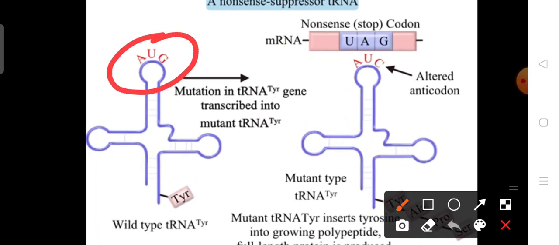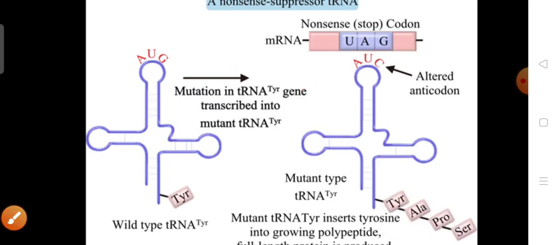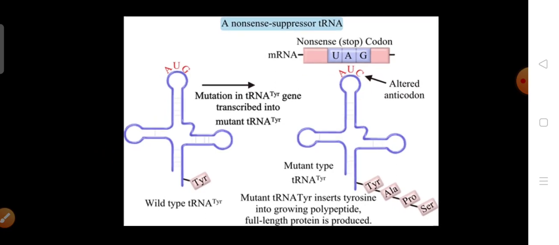AUG, which is the normal anticodon of tyrosine tRNA, undergoes a suppressor mutation whereby it is converted into AUC. This AUC is the anticodon of the mutated tyrosine tRNA, the altered anticodon. Now this AUC can pair with the termination codon UAG and the amino acid tyrosine will be added to the growing polypeptide chain, and thereafter the protein synthesis will continue. This is how a nonsense mutation is suppressed.